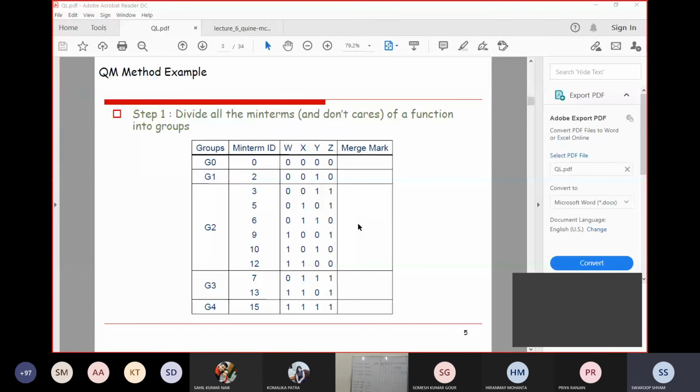Ma'am, due to the inclusion of don't care terms, is there any change in the method, or do we have to do it the same way? Yes, don't care terms are supposed to be a part of the system. Just remember the theme: when we have don't cares, we make them a part of the system and then see whether they will be utilized or not. Correct?